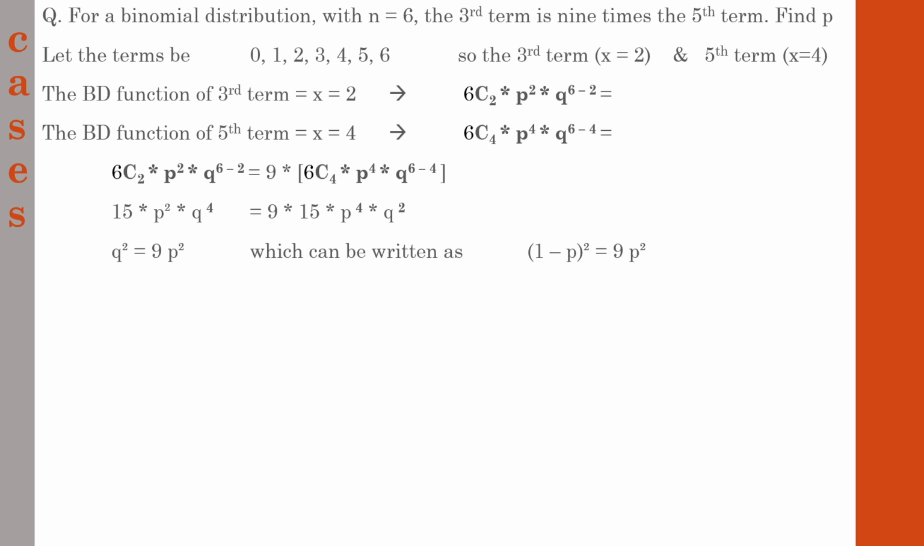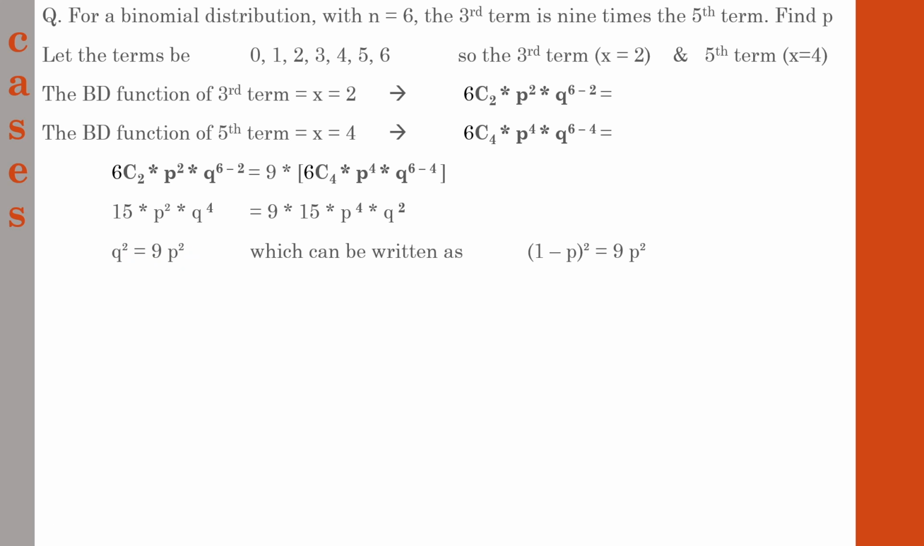So by solving those steps I will get Q raised to 2 equal to 9P2. This step is actually a simple mathematical step, that's why I am not including that. So by solving that I will get 9P raised to 2.